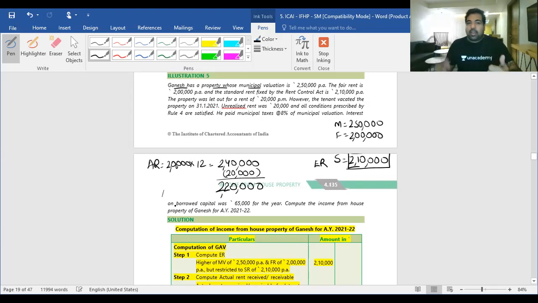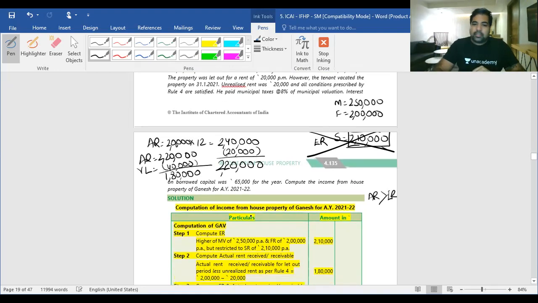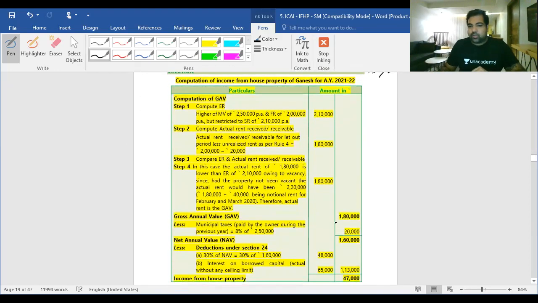So what have I done? Step one, I have calculated AR and ER. In AR, I can minus unrealized rent, but I have to ignore vacancy loss right now. And now tell me, guys, is your AR, that is 2,20,000, greater than ER? Yes, it is. Then you ignore ER and you take AR, that is 2,20,000, and you can minus vacancy loss. Vacancy loss is for 2 months. So last rent was 20,000 into 2, that is 40,000. And that's how you get your GAV of 1,80,000. This is it, guys. Here is your GAV. GAV is 1,80,000.